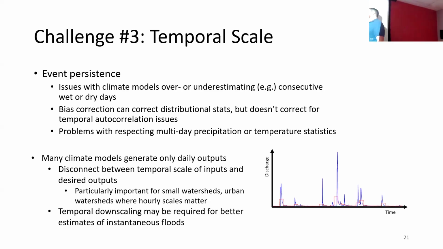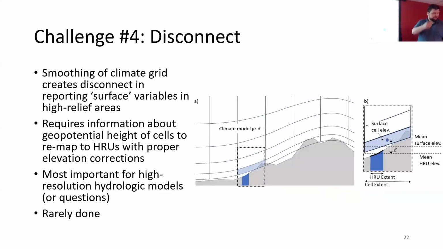Another issue is that a lot of climate models generate coarse resolution outputs, and a lot of hydrology questions require hourly or finer inputs. So this is an example of a hydrograph in a small urban basin. The difference between the hourly and the daily average results are significant. And we can't just aggregate this and assume to get results that are going to be useful.